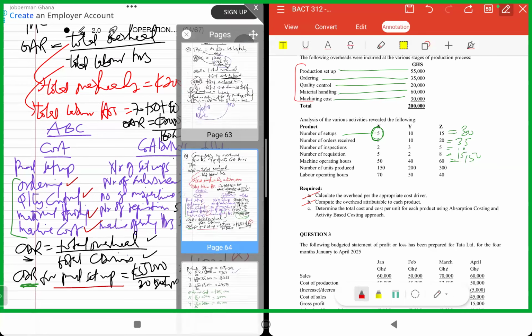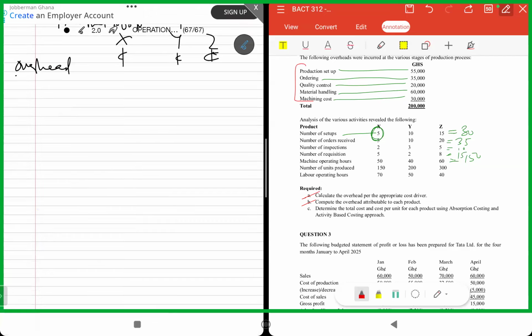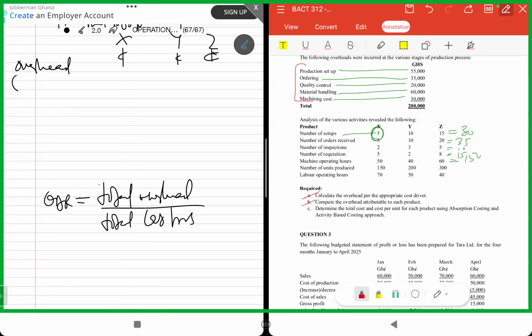So we come here. Watch. Overhead, we will say the OA. Now look at the formula. What is OAR? Total overhead over total labor hours. For the OAR in this question, we found it to be 1,250. Now we want to find the overhead again, but this is not the usual overhead. This is the overhead for the product cost. So what will be the formula for the total overhead?